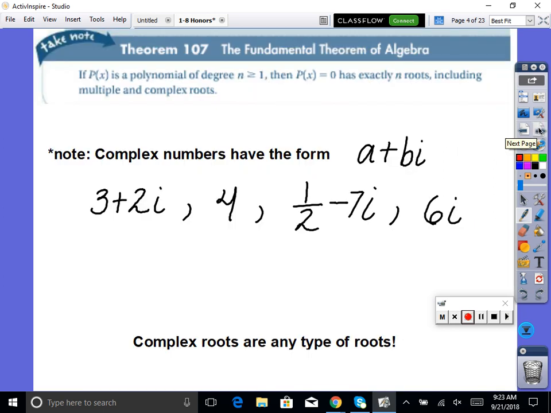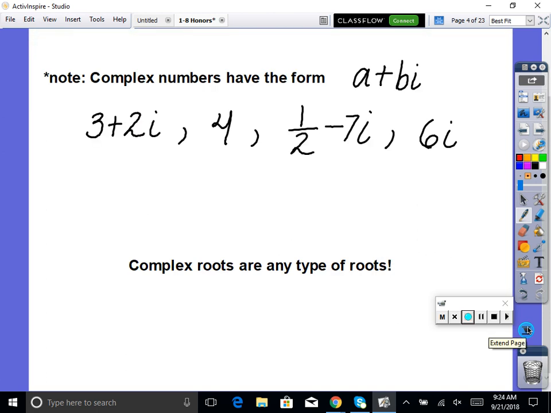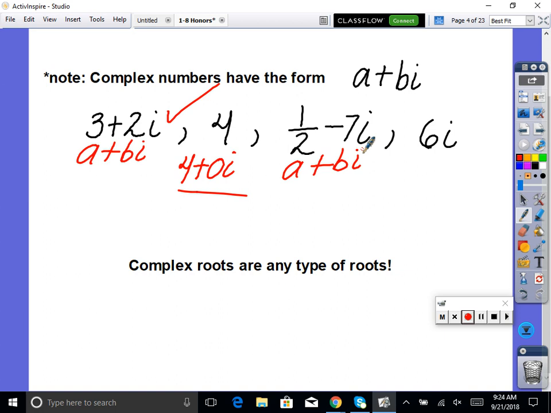Okay, so now it's going to say the word complex roots. Complex numbers are actually any number. So let me explain that. A complex number has the form a plus bi. Well, technically all numbers have that form. So look at these examples. Right here, this is pretty obvious. A plus bi, that's a complex number. Now right here, it actually is a complex number because it's technically 4 plus 0i. So 4 is a complex number too, technically. And then this, look, a plus bi, that's all good. And then technically, even 6i is a complex number because that's 0 plus 6i.